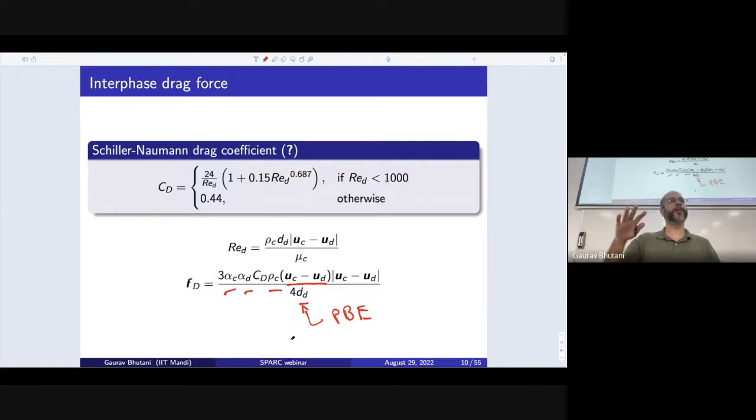But what we do is we tend to apply it. It's such a simple model that we tend to apply it for gas liquid flows as well. But there are better models available, so you can go to those models. So this model simply says if Reynolds number is less than 1000, this is how your drag coefficient behaves. If it's above 1000, then it's simply a constant.